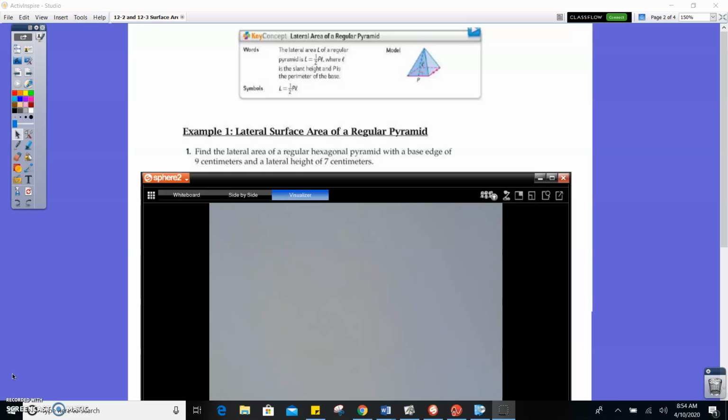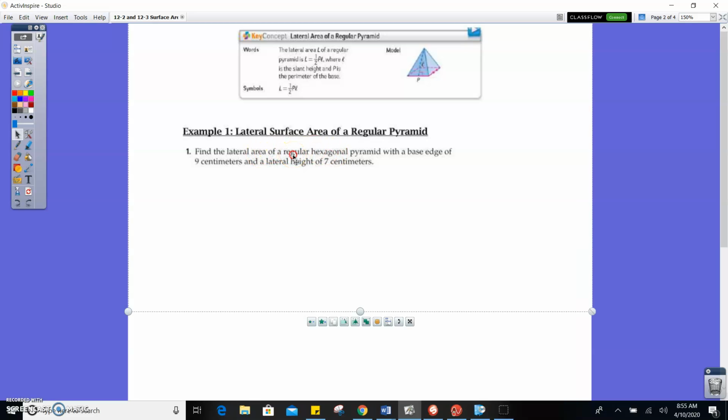Today we're going to be talking about finding lateral and total surface area of pyramids and cones. So we're going to take a look at our first example. We want to find the lateral area of a regular hexagonal prism with a base edge of 9 centimeters and a lateral height of 7 centimeters. Now we want to remember that a hexagon means that it has 6 sides. And the fact that it's regular means that all the sides are congruent and all of the angles are congruent.